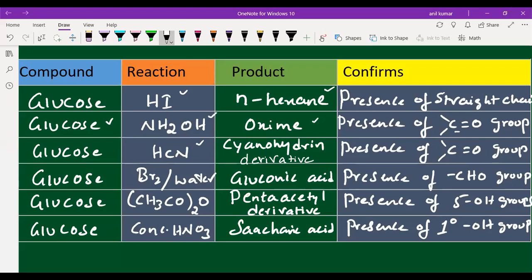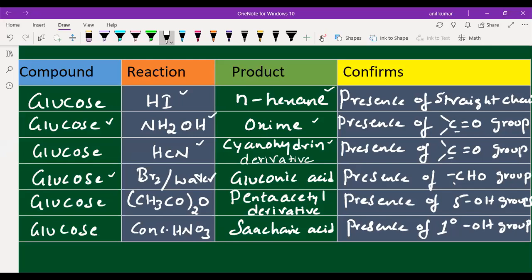In the fourth row, you can see glucose is reacting with bromine water. When glucose reacts with bromine water, it undergoes oxidation, and thereby glucose is converted to gluconic acid. So this reaction proves that glucose has the aldehyde group. The carbonyl group present in glucose is an aldehyde group.